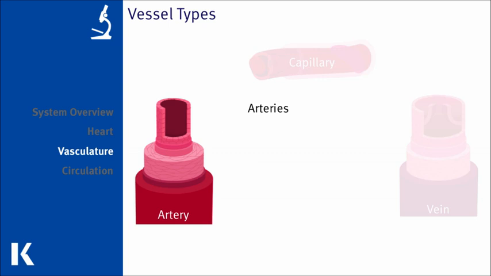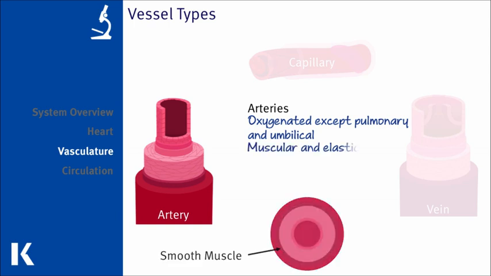Arteries always carry blood away from the heart, and most of the time arteries carry oxygenated blood. The exceptions to this are the pulmonary artery and the umbilical arteries, which carry deoxygenated blood, and exceptions like that are very important to know for the MCAT.